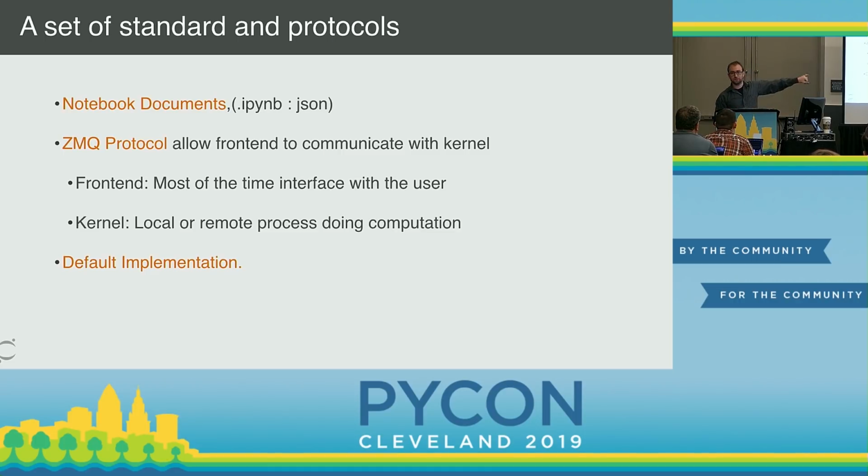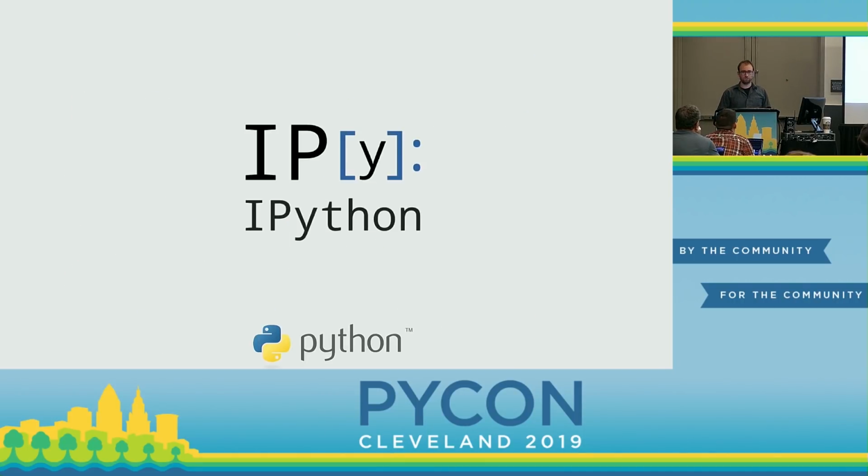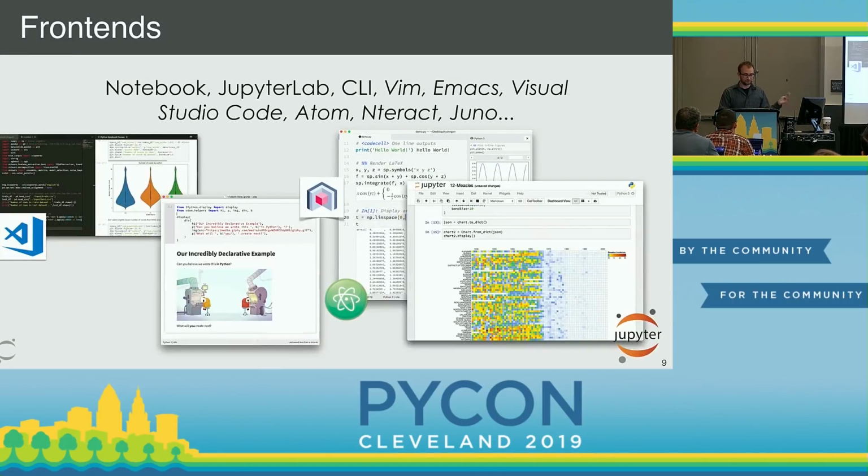And we have the default implementation. The default implementation is the one you usually know about. It means that we have many languages that are maintained by the community. You can run Scala, you can run Haskell, you can run Julia, Erlang, Ruby, whatever. But because Jupyter is written in Python, we're going to focus on IPython, which is one implementation that implements the Python language as one of the kernels that can run in Jupyter. But you can use Jupyter only with R if you wish to.